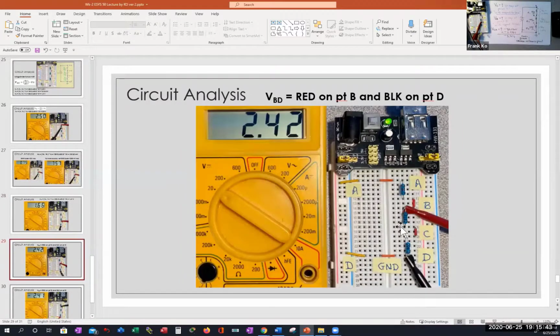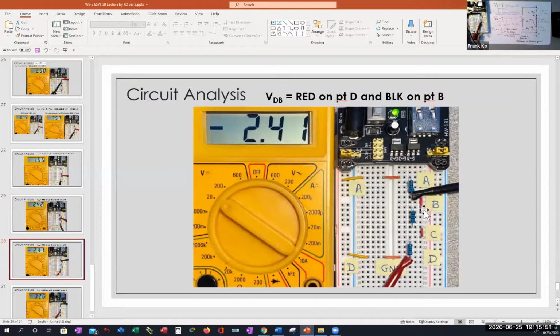The voltage from B to C was 2.42. And if I reverse that, if I put this D to B, see voltage D to B, you see this VDB. First letter gets the red probe, second letter gets the black probe. So my red probe goes to point D and my black probe goes to point B.